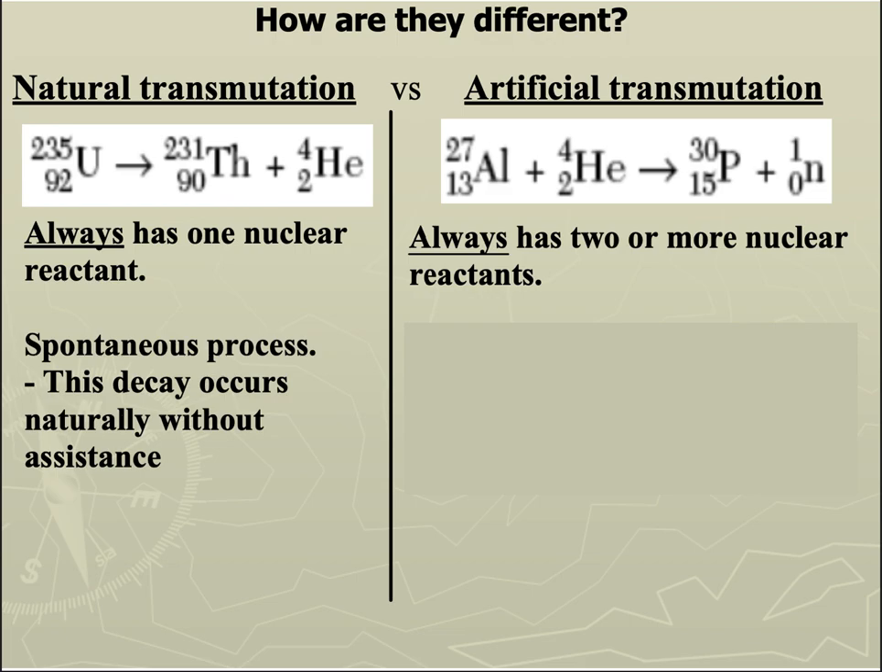Now, the natural transmutation happens on its own. Remember that spontaneous means that we don't need to do anything. It will happen by itself. So uranium-235 will break down into thallium and helium. You don't have to do anything.